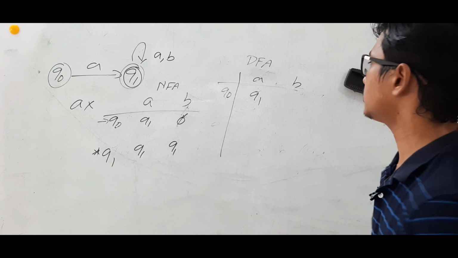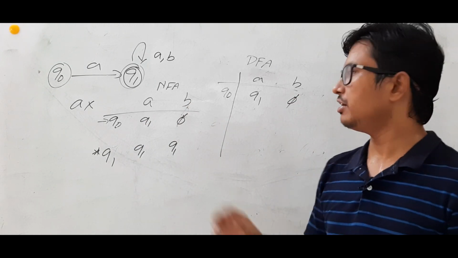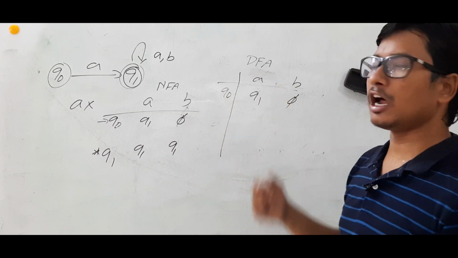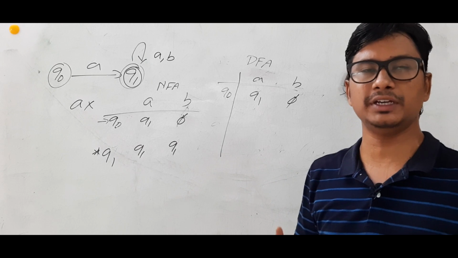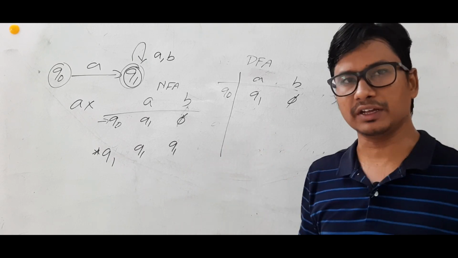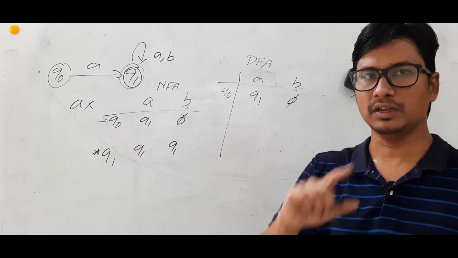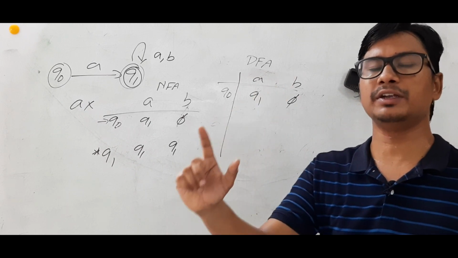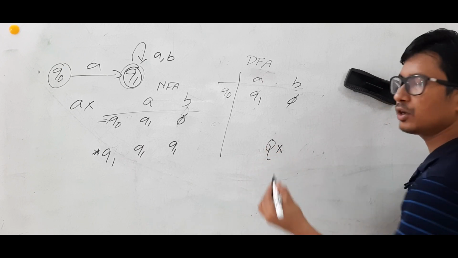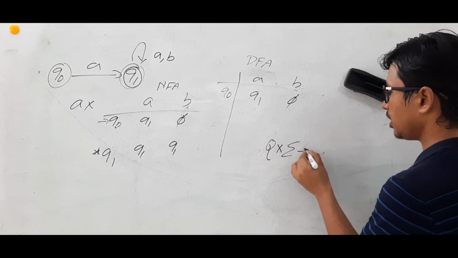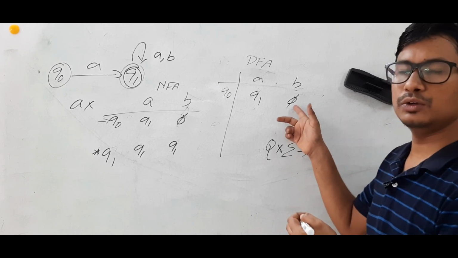Q0 on B, it is going to phi. But in a DFA, from a state, on taking an alphabet, can I go nowhere? It's very simple. In a DFA, the property is that from a state, on an alphabet, you should go to some state. The transition function says that Q on a sigma, you should go to Q. But here it is saying that you should not go anywhere.